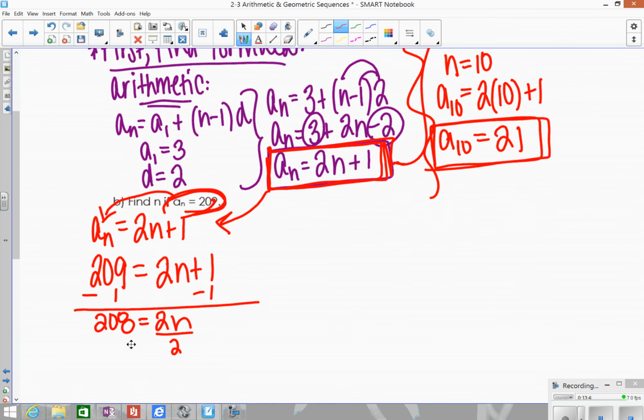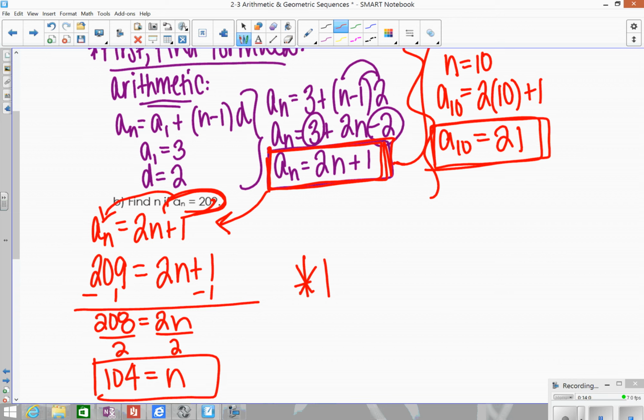Divide both sides by 2, so you get 104 equals n. So what that means is that when we're looking at the 104th term, that's going to equal 209. So this means the 104th term, because that's what n is, is 209.